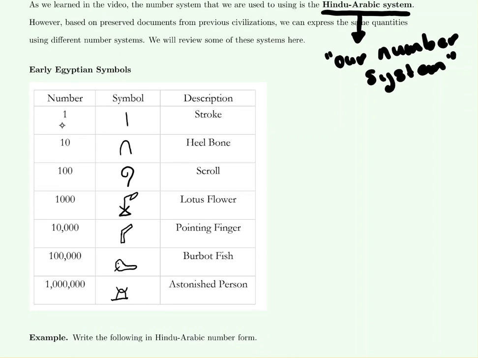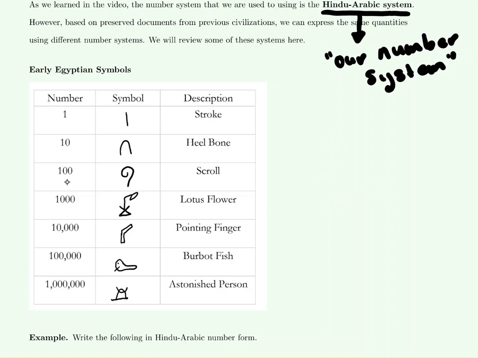For the number one, the symbol used is very similar to our 1. Now, in the Egyptian symbols, there wasn't 2, 3, 4, 5, 6, but instead it went to 10. So if we wanted to represent the number 2, we would just have to draw two 1s. If we wanted to represent the number 3, we would have to draw three 1s. Okay. And if we wanted to represent the number 10, it's this upside down U. So if we wanted to represent the number 14, we would draw the larger item first, so the 10 first, and then four 1s.